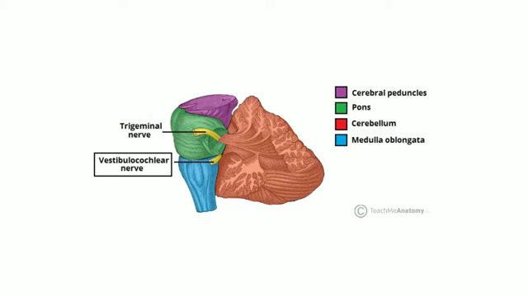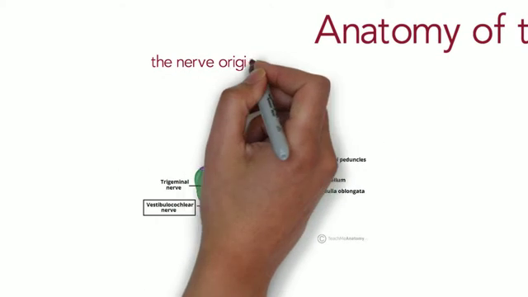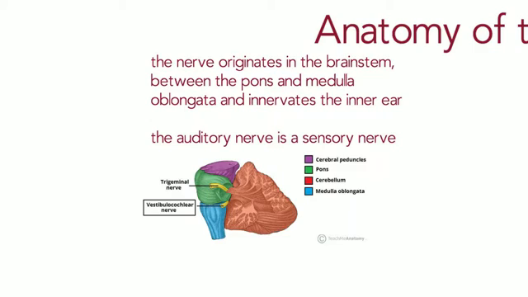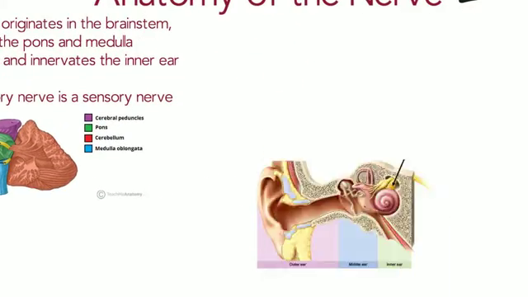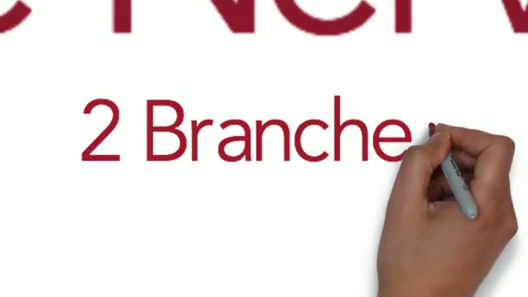The eighth cranial nerve, or auditory nerve, originates in the caudal region of the pons near the medulla oblongata and innervates regions of the inner ear. This nerve is a sensory nerve and does not have control over any muscles. There are two main branches to this nerve.